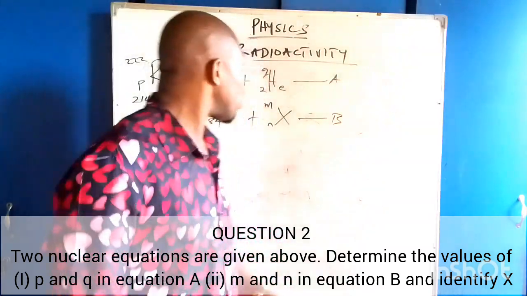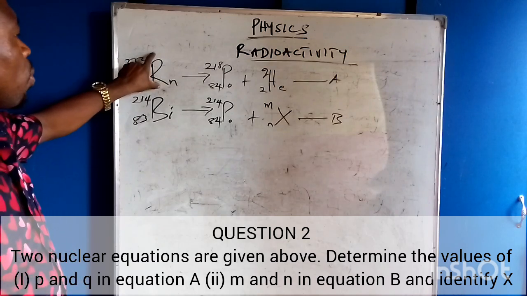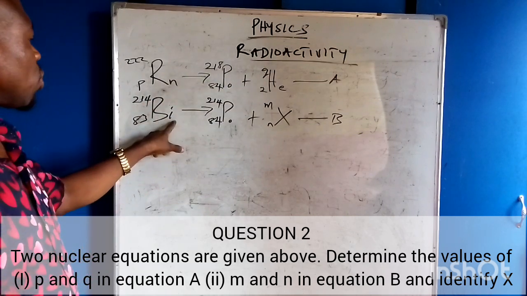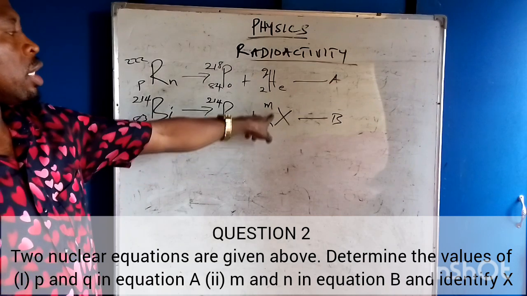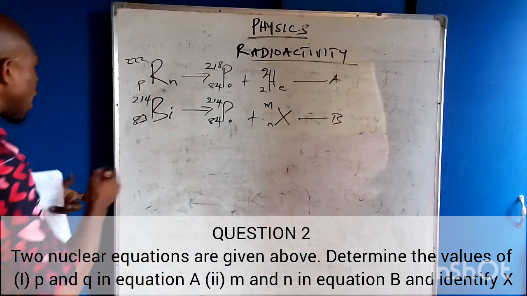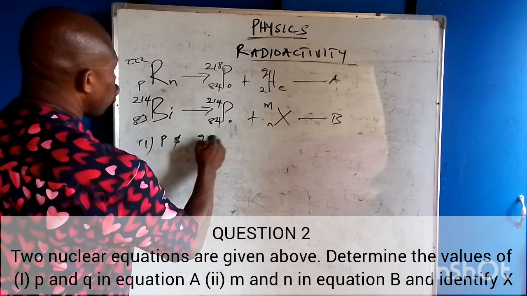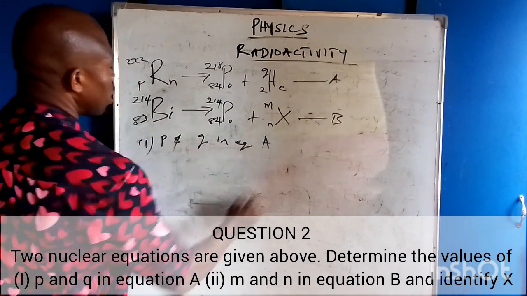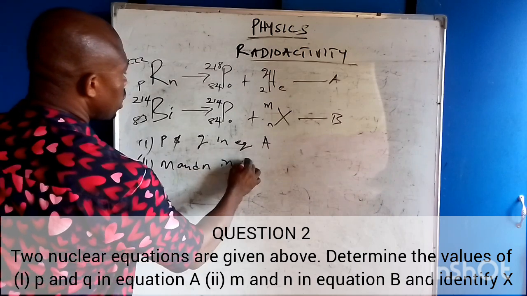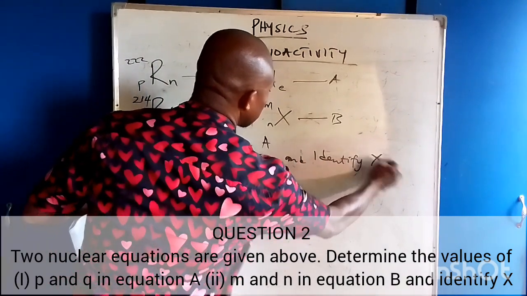Okay, now we'll take the next question. So the second question goes like this. We have this equation. Remember, here is P, unknown. Here is Q, unknown. For bismuth here, we have these two as unknown. Now the question says, determine the values of P and Q in equation A, and the values of M and N in equation B, and identify X.